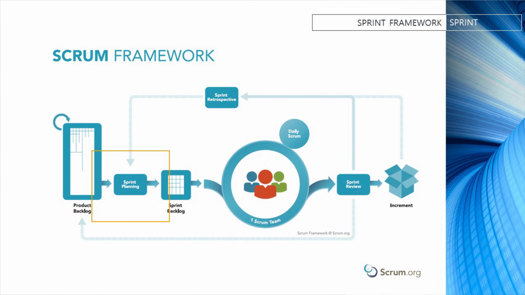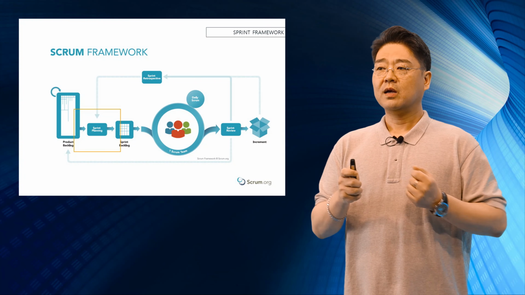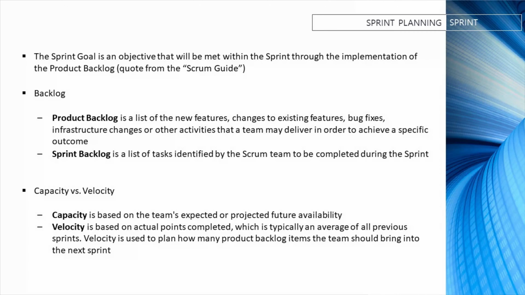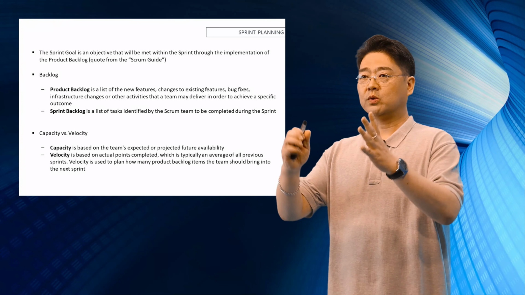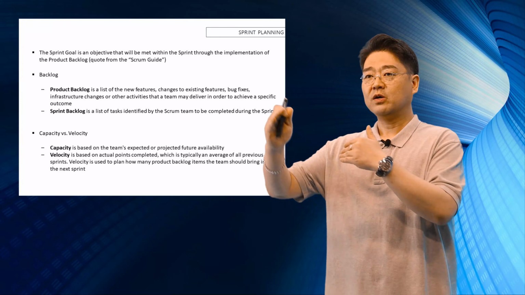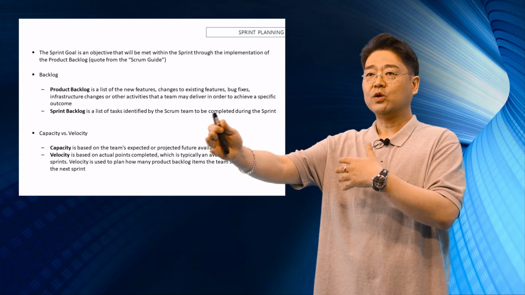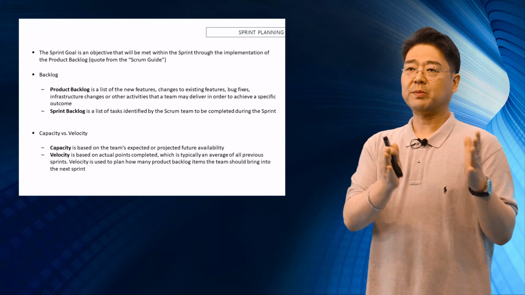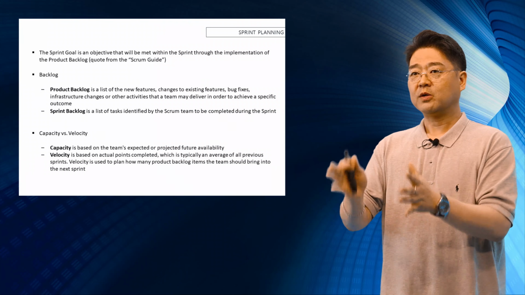Now, you have seen this framework before, and that's the boxed area. To the left is sprint planning. How does it really work? Okay, here's the thing. Here are some concepts that you need to understand. Sprint goal is an objective that will be met within the sprint. So pretty much, okay, this is what we are going to do at the end of the sprint. Here's a goal, here's our objective. In order to do that, we need to take a look at the product backlog, the list of everything that needs to be done about the product.